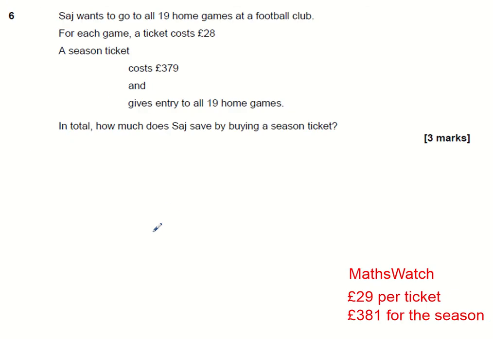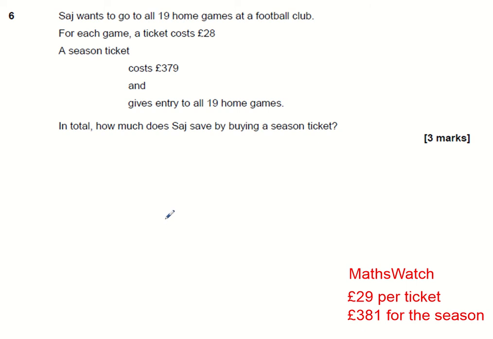Question 6. Sarge wants to go to all 19 home games at a football club. For each game, a ticket costs £28. A season ticket costs £379 and gives entry to all 19 home games. In total, how much does Sarge save by buying a season ticket?